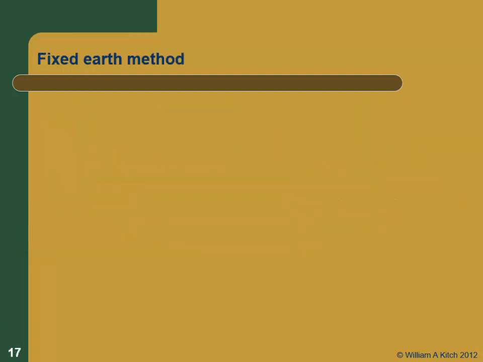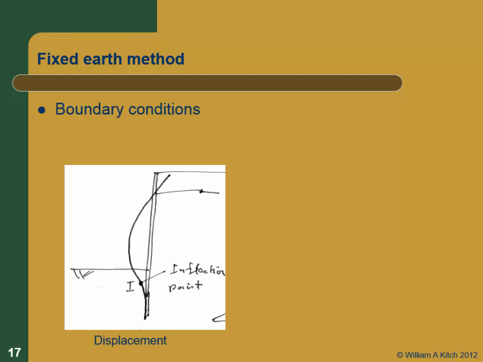So the fixed earth method is a more correct analysis, but it still has assumptions in it. For the fixed earth method, the boundary condition we're going to use is we're going to assume that we get this pile in deep enough. There's a point where the base of the pile is not subject to any displacement or any rotation. And so there's going to be an inflection point someplace in the pile if we get it that deep.